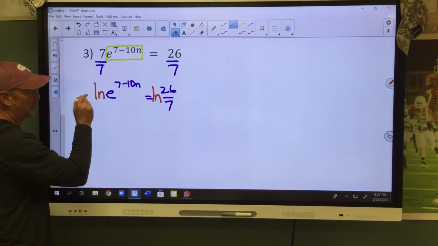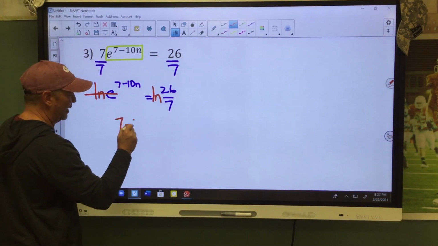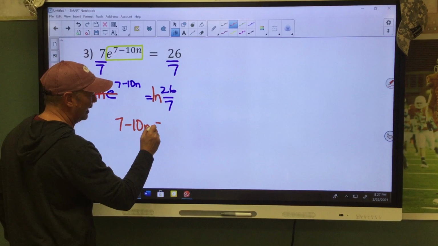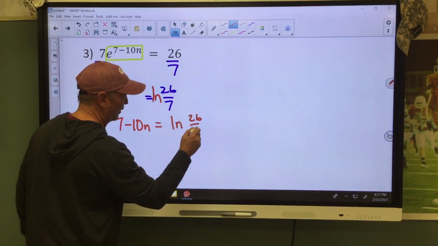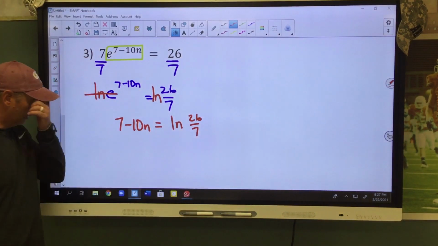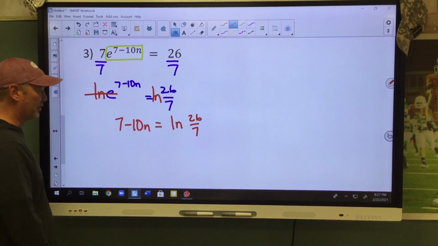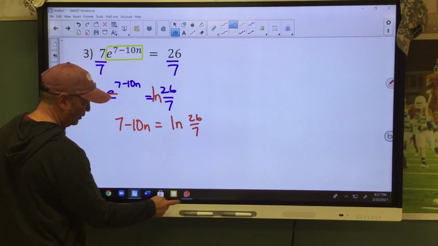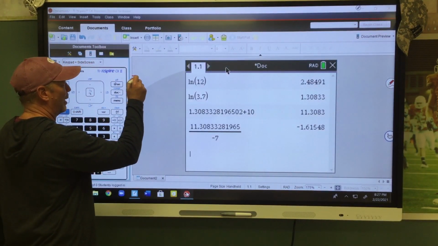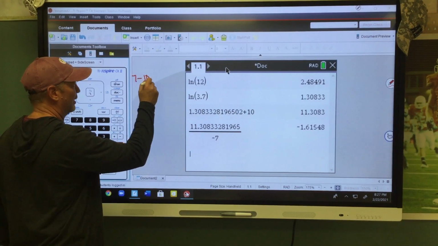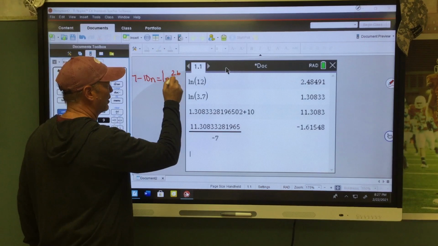The natural log is going to make the E cancel. That's going to leave me with 7 minus 10N equals the natural log of 26 over 7. So I want to go 7 minus 10N equals the natural log of 26 over 7. All right, so let's go to our calculator.